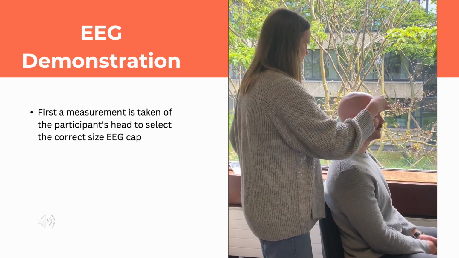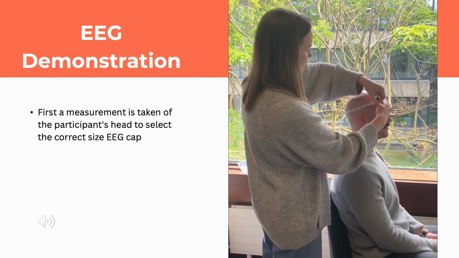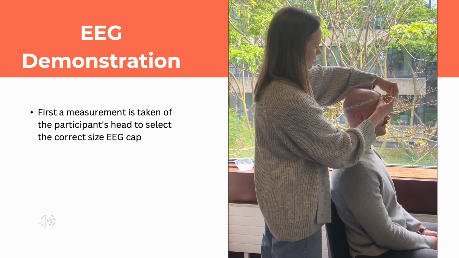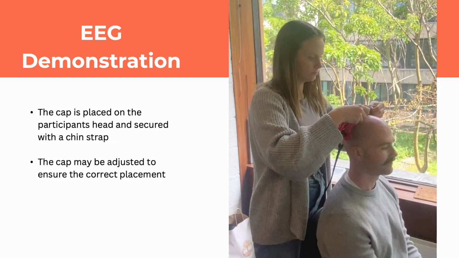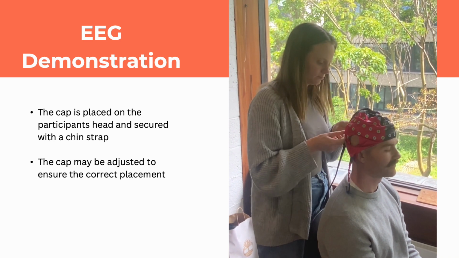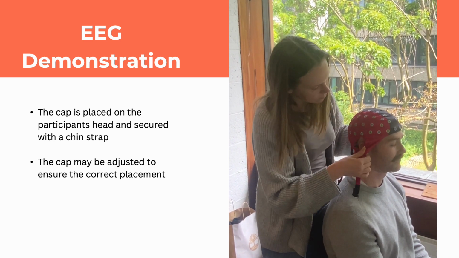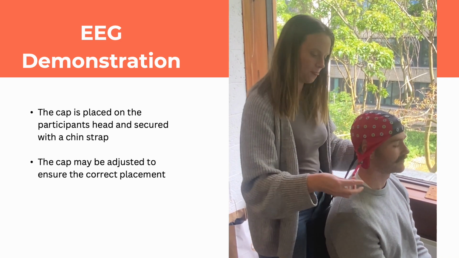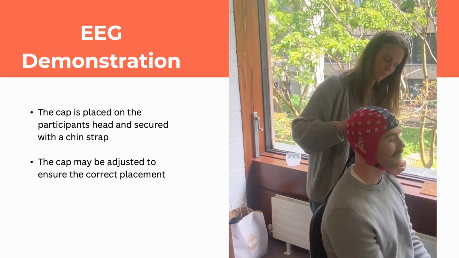Firstly, a measurement is taken of the participant's head to select the correct size EEG cap. The cap is then placed on the participant's head and secured with a chin strap. Some additional measurements may be taken and the cap may be adjusted to ensure the correct placement.